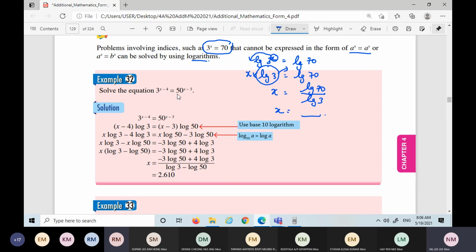Teacher, do we write log or lg? Log or lg, we understand both are base 10, so it doesn't matter. But if it's another base, you have to write the base. Only base 10 is special. You don't have to write the base.